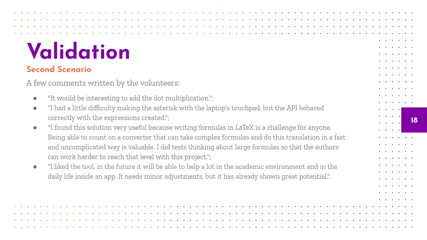There were also a few comments written by the volunteers, like, it would be interesting to add the dot multiplication. I had a little difficulty making the asterisk with the laptop's touchpad, but the API behaved correctly with the expressions created. I found the solution very useful because writing formulas in LaTeX is a challenge for anyone. Being able to count on a converter that can take complex formulas and do this translation in a fast and uncomplicated way is valuable. I do tests thinking about large formulas so that the authors can work harder to reach that level with this project. And the last, I like the tool. In the future, it would be able to help a lot in the academic environment and in the daily life inside an app. It needs minor adjustments, but it has already shown great potential.